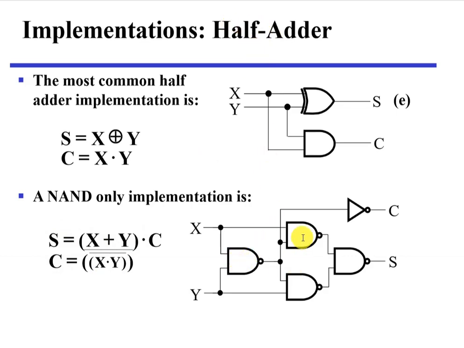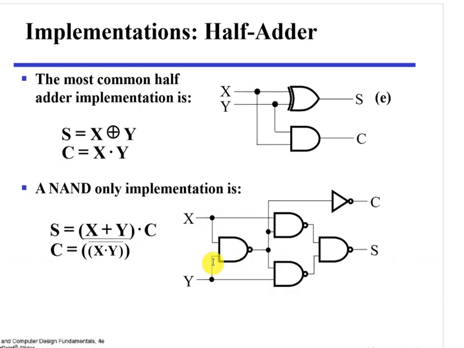So we'll use 4 NAND gates and then 1 inverter to implement the equivalent NAND-only implementation of the half adder. We said that NAND is a universal gate, right? Let's try to break it down and prove that this NAND-only implementation is equivalent to this Boolean representation. So it's easy to check.